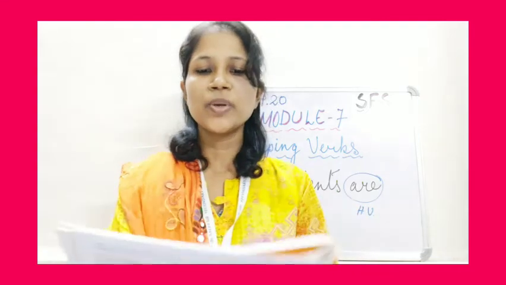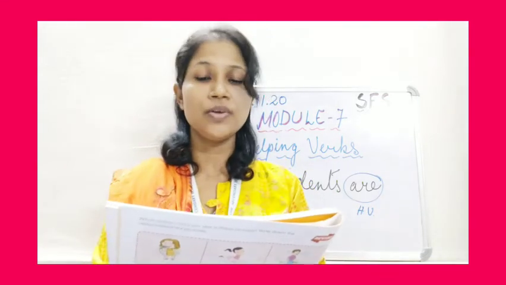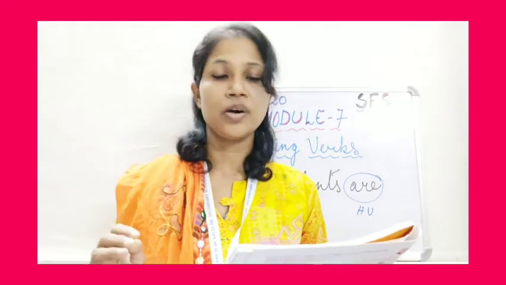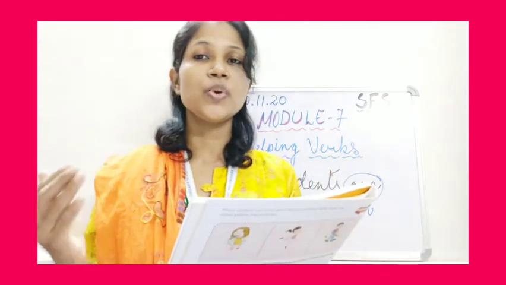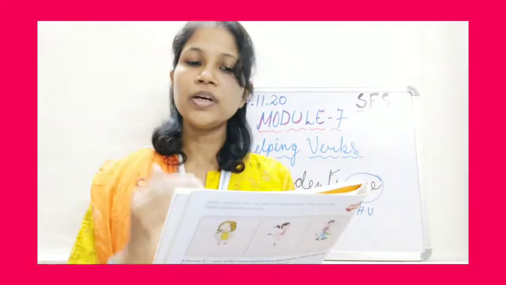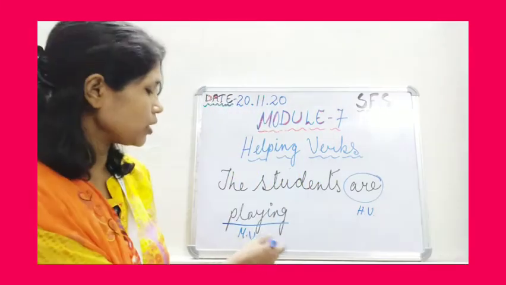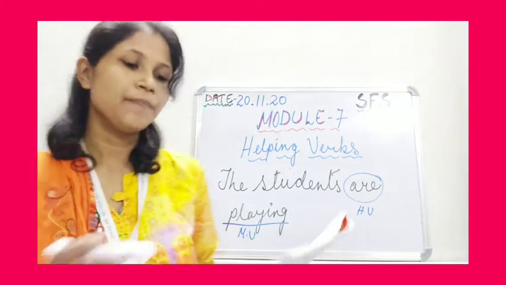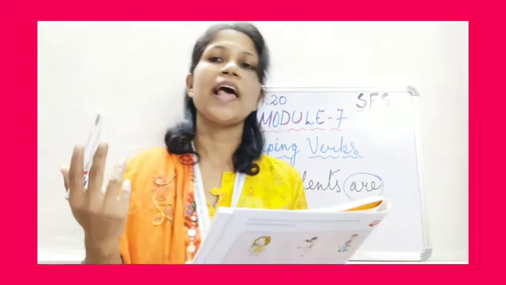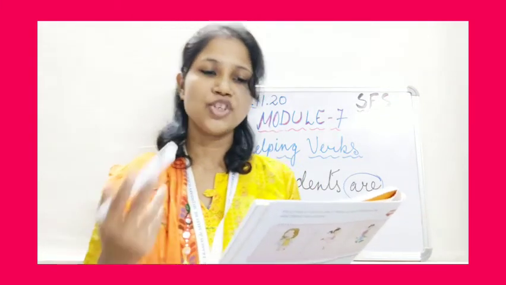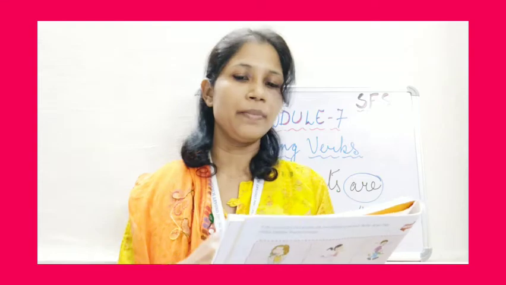Their usage is also given. Let us see. Is: used with he, she, it and singular nouns. Is is always used with he, she, it or singular nouns. For example, she is doing her homework. Which is the main verb here? Doing. As with playing, before doing the helping verb comes. What is that? Is. She is doing. So here, is is the helping verb.